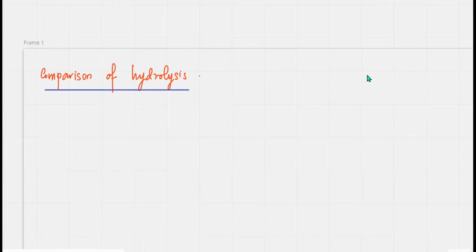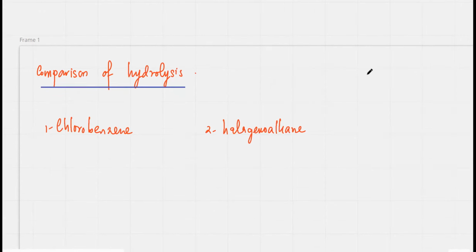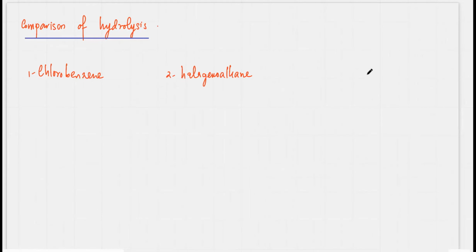Now, those three compounds are, number one, your acyl chlorides, but let's start with chlorobenzene. Okay, that's number one. Number two is your normal halogen alkanes. You've got three different chlorine-related compounds. So you got a halogen alkane, and the third one they're going to be talking about is an acyl chloride.